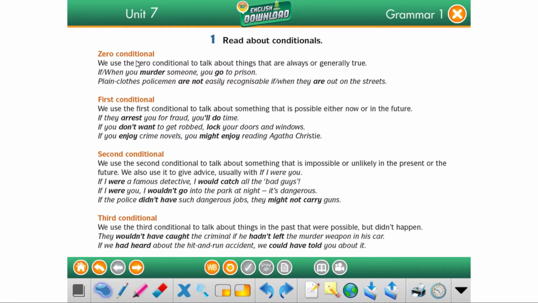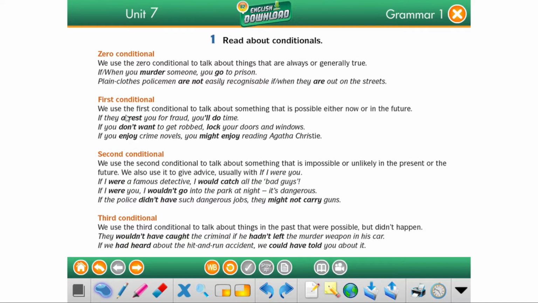So that's pretty easy. Zero conditional is to talk about things that are always or generally true. Both sentences, if and main clause, are expressed in present simple, and we can change the if for a when. Let's start with the first conditional.